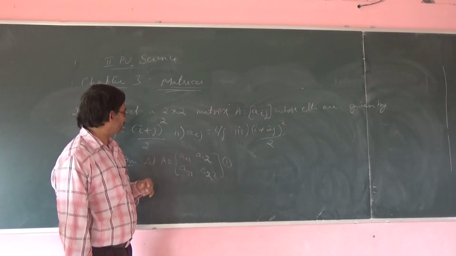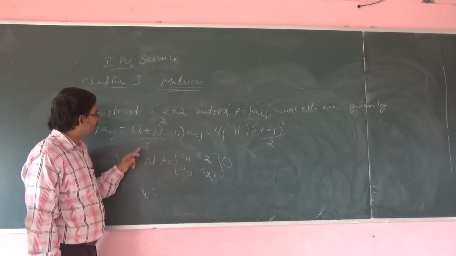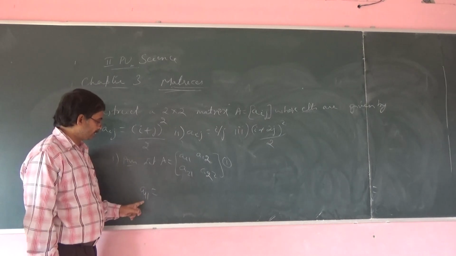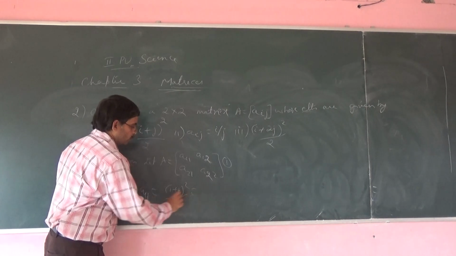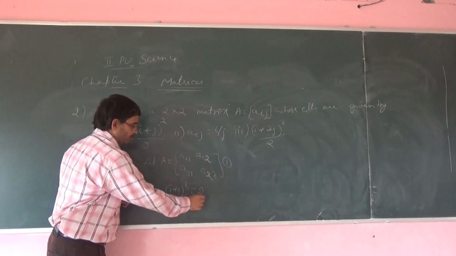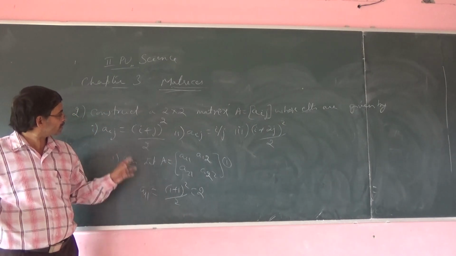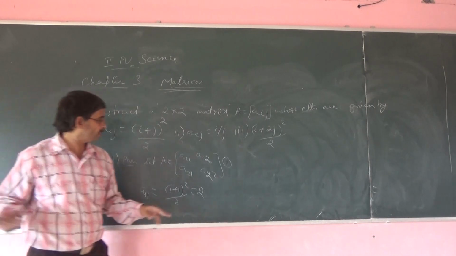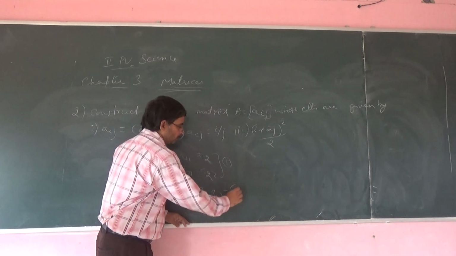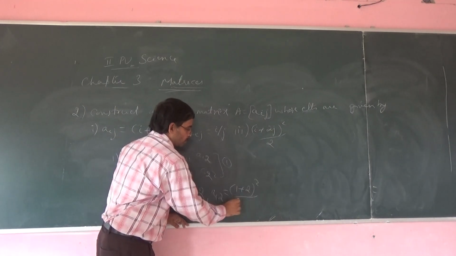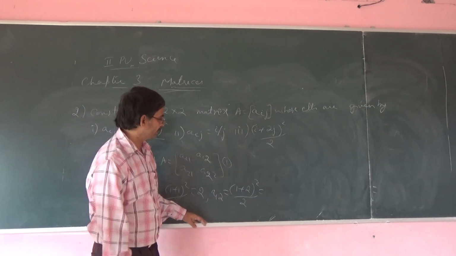What is A11? By definition, for the first problem, (I plus j) whole square by 2. I is 1, j is 1. So (1 plus 1) whole square by 2, 2 square by 2, that is 4 by 2, which is 2. This is the first element. Same way, A12 equal to (1 plus 2), j is 2 now, whole square by 2. So 3 whole square, 9, 9 by 2.